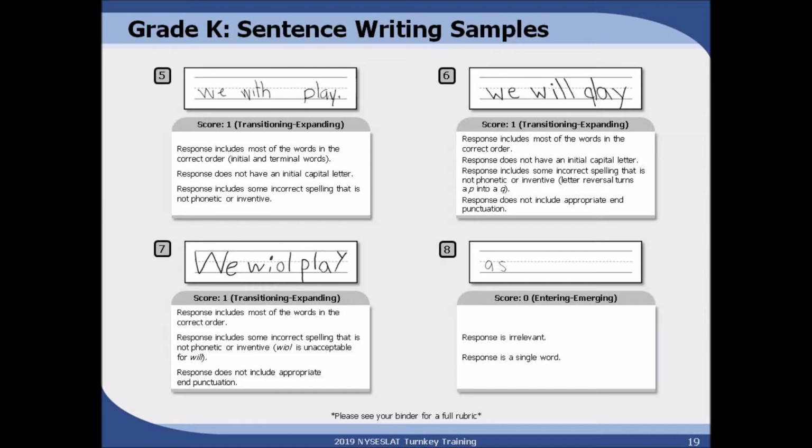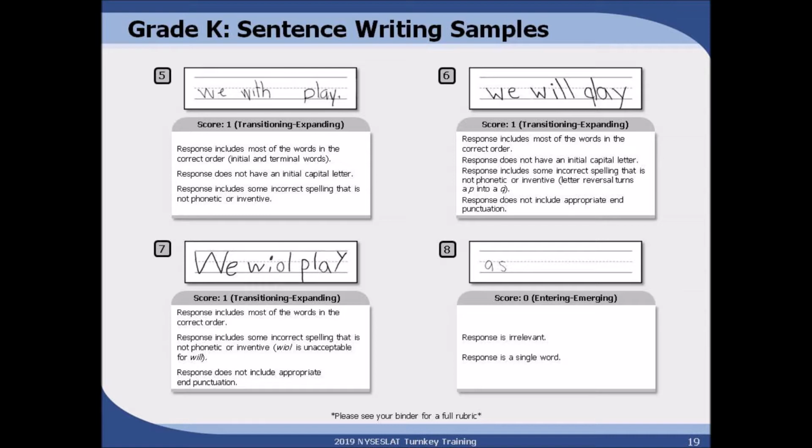Sample 6 is scored a 1. The response includes most of the words in the correct order. The first and second words are in the correct order. It is acceptable for a score of 1 that the response does not have an initial capital letter. It is acceptable for a score of 1 that the response includes some incorrect spelling that is not phonetic or inventive. The letter reversal of the letter P turns it into a Q, which is not a phonetic or inventive spelling of the word play. It is acceptable that the response does not include end punctuation.